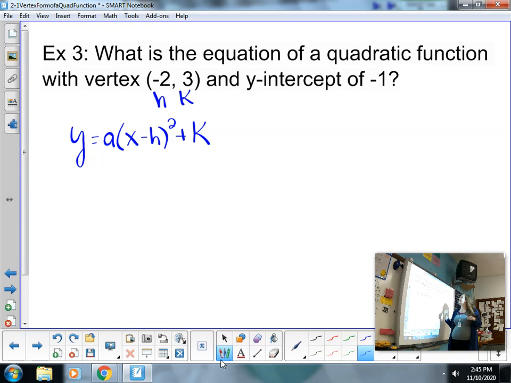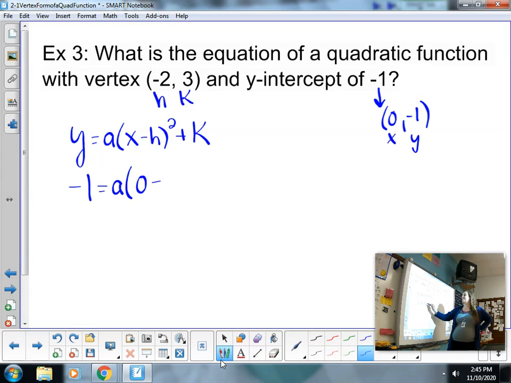However, because they tell you what the y-intercept is, remember that means you have an ordered pair that is (0, -1). I can use that information as my x and y to plug into the equation and solve then for a. So my vertex form equation, in order to get the value for a, is going to become -1 equals a times (0 minus -2), notice that becomes a +2, squared, and then +3.